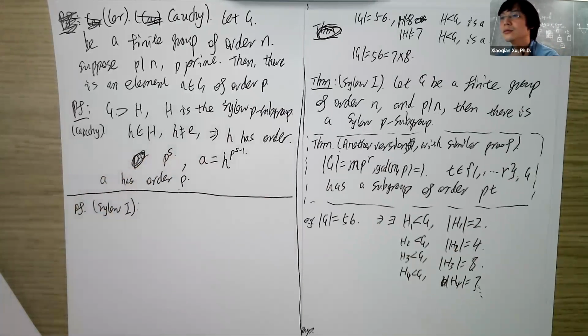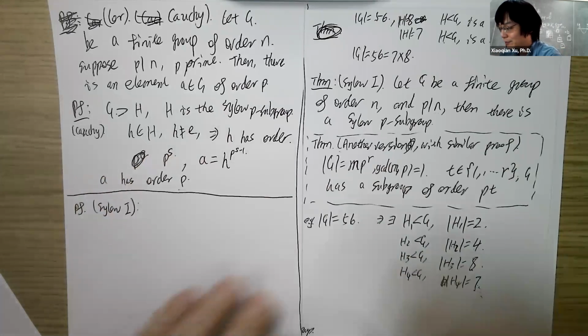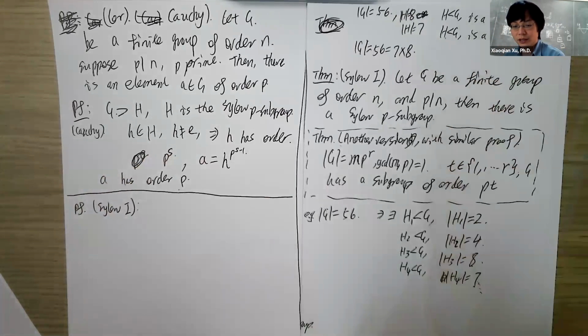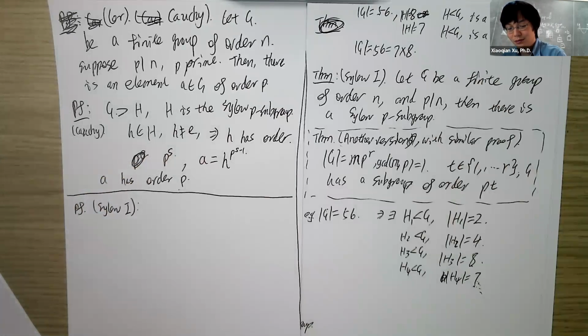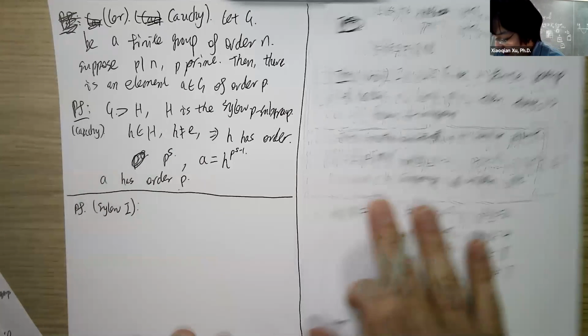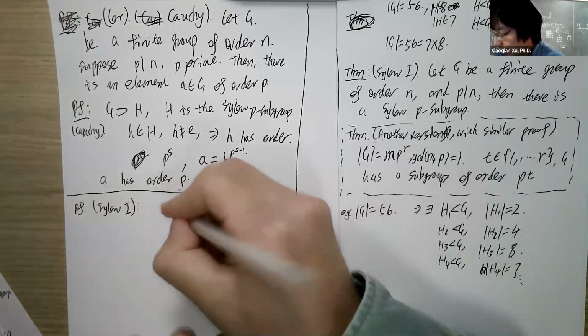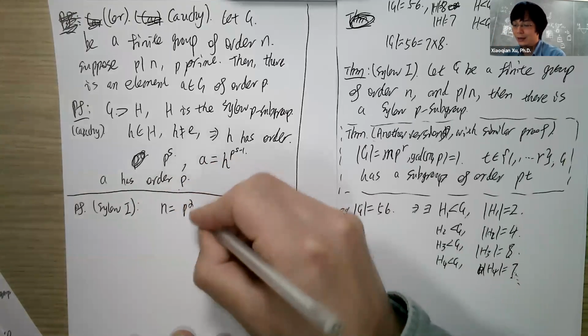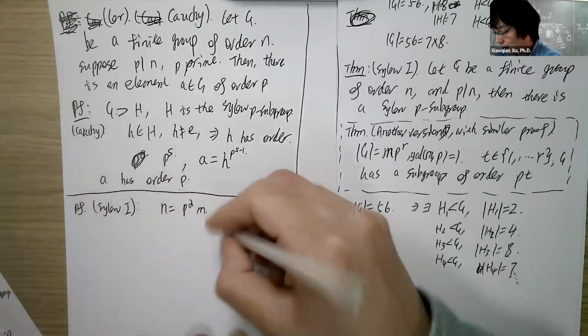Then let's try to prove Sylow's first theorem. In order to prove it, we will try to use some group action smartly. So let's say n equals p to the alpha times m, and p does not divide m.